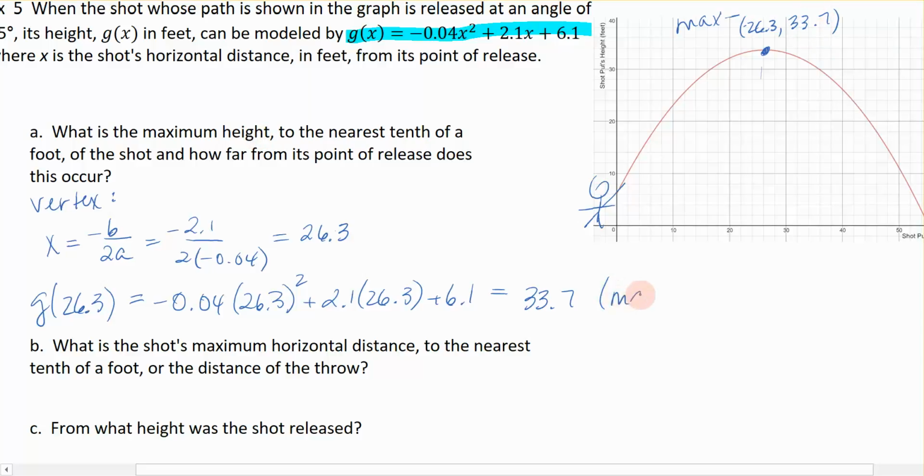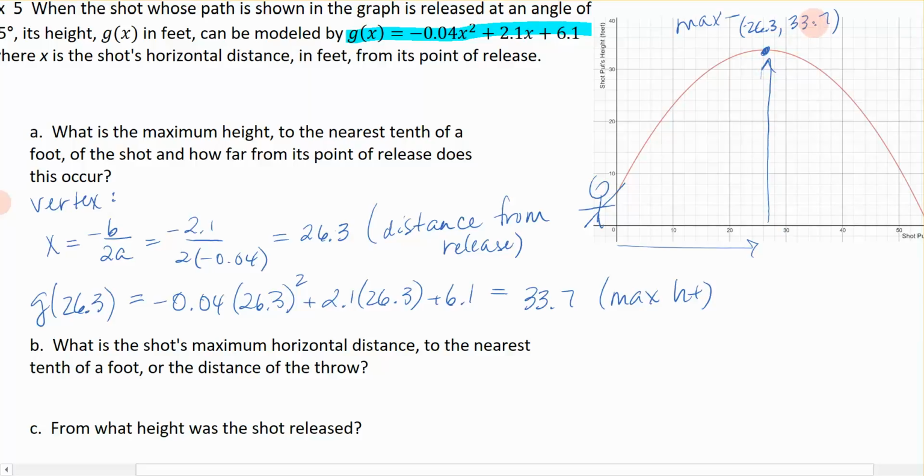This is the maximum height, because remember, the y-coordinate, or the y values, are representing height, and then how far is it from its point of release? That's the x-coordinate. This is the distance from the release. This is the horizontal distance that it has traveled, right? It traveled this far horizontally, and it is going to max out at 33.7 feet for a height.